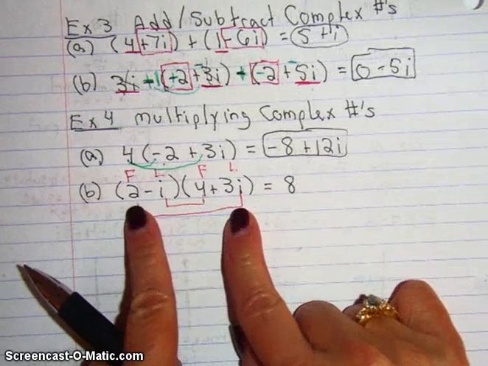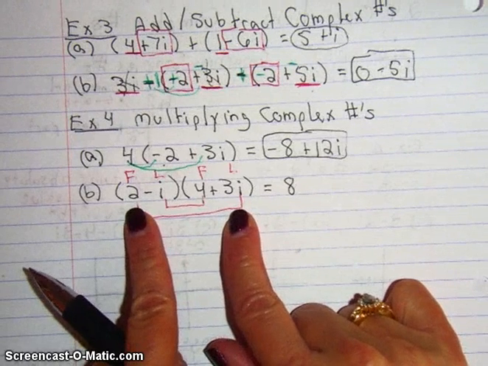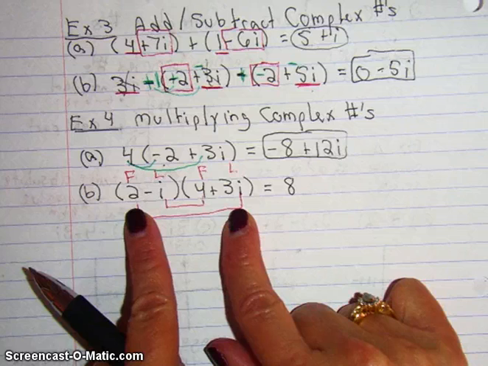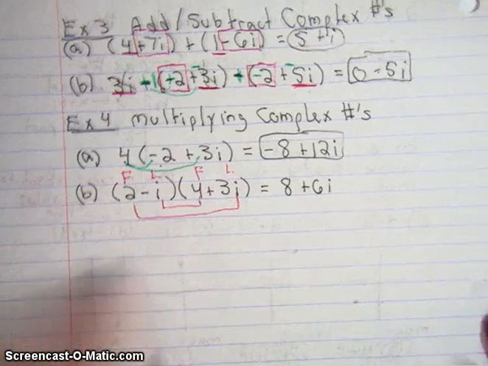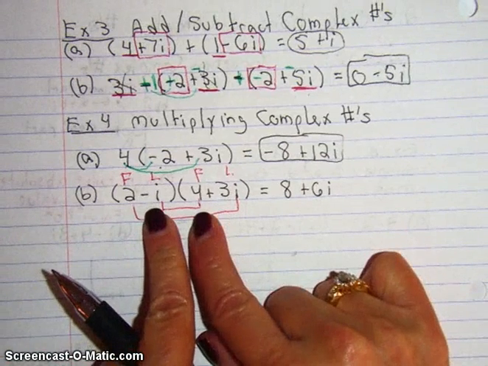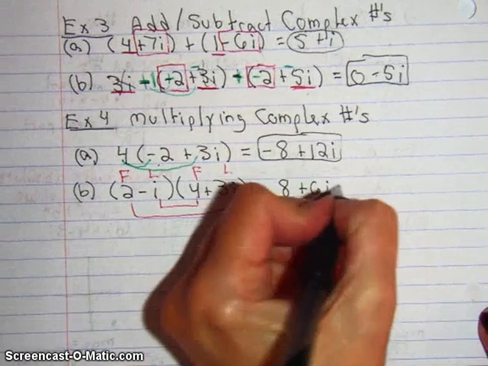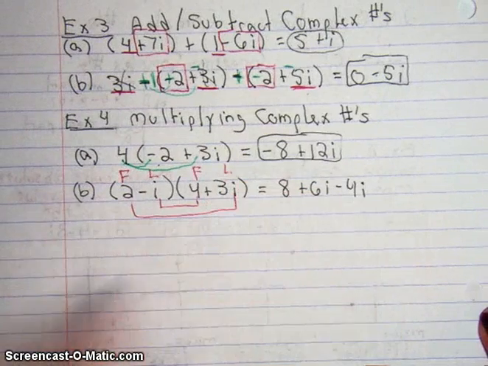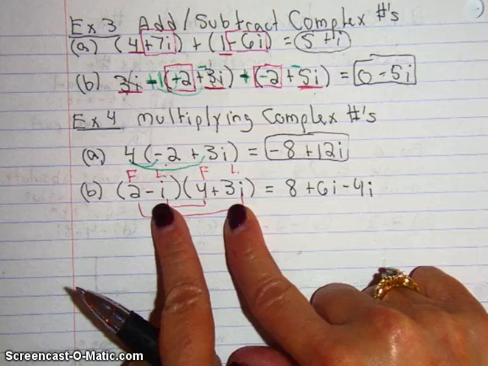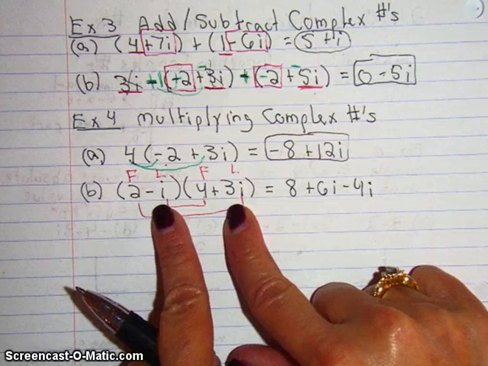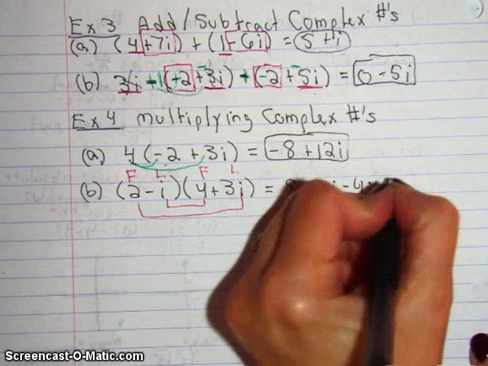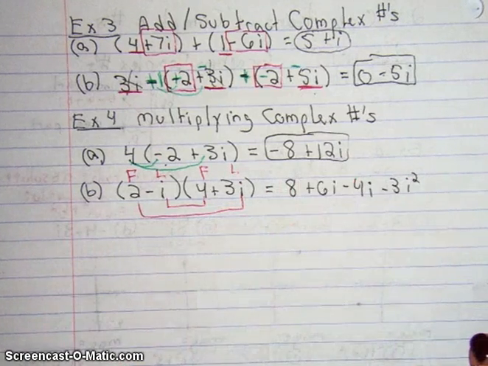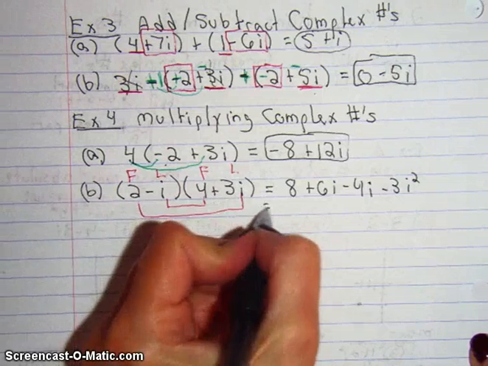Ariel, outside, outside. Do you want plus 6i or minus 6i? Yep. Ariel, inside, inside. Lovely. Ariel, last times last. Yeah, negative i times a positive 3i is negative 3i squared. Awesome job, thank you.